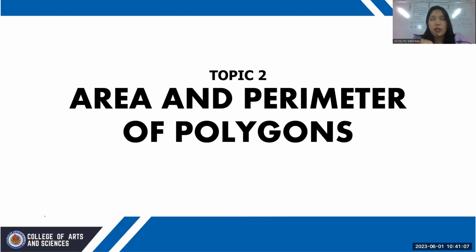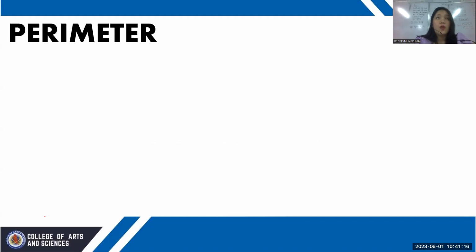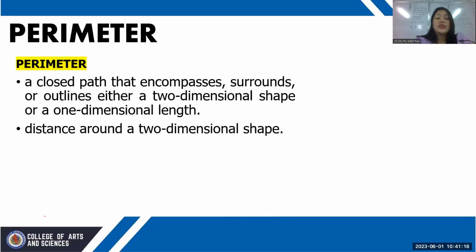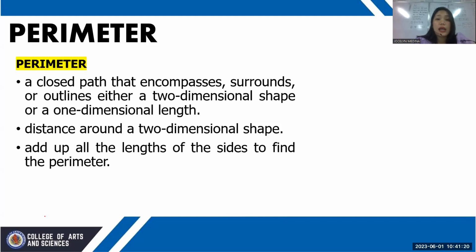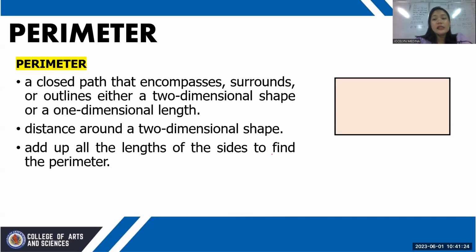Nothing else. Okay? So ano ba yung difference? Ano ba yung pagkakaiba ng area and perimeter? When we talk about perimeter, this is just the distance around your polygon. Pag sinabi nating distance, sukat, sukat ng palibot. So for example, you consider this polygon.